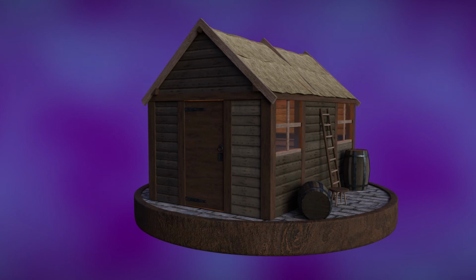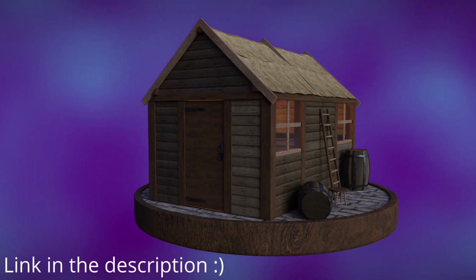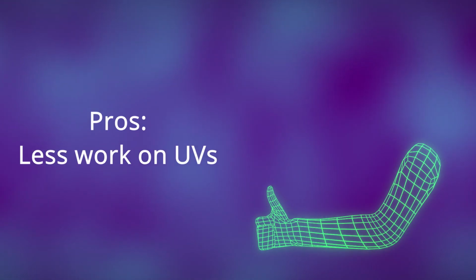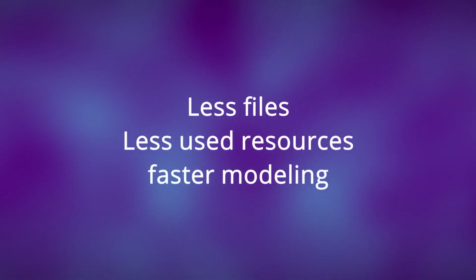Another really cool thing about it is that you can use it to create already textured models, like this Viking house that I'll show you in a time lapse at the end of this video. UVs are not very important because we just need to move them to a place that makes sense in the atlas. That's usually good enough. To sum this all up, we have fewer files, fewer resources being used, and faster modeling, due to not needing special UVs.